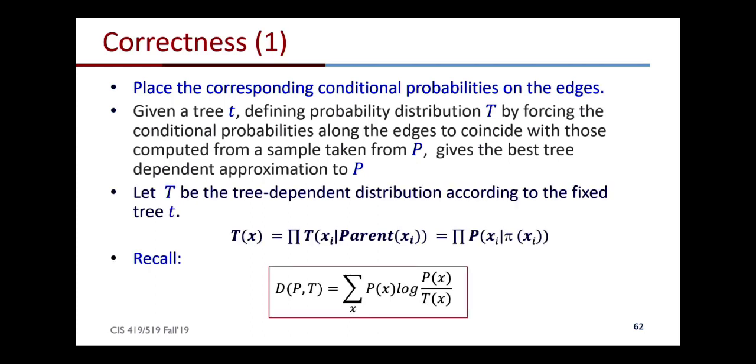Okay, so let T be the tree-dependent distribution according to the fixed tree that we have. We know what T of X, the probability distribution, is. It's the product over here. Again, remember that I'm using this notation because I'm assuming that for one of the nodes, the set of parents here is empty. It's just easier to write it this way. I'm going to use the distance between P and T, and I'm going to show how to generate T so that this distance is the smallest possible, right?